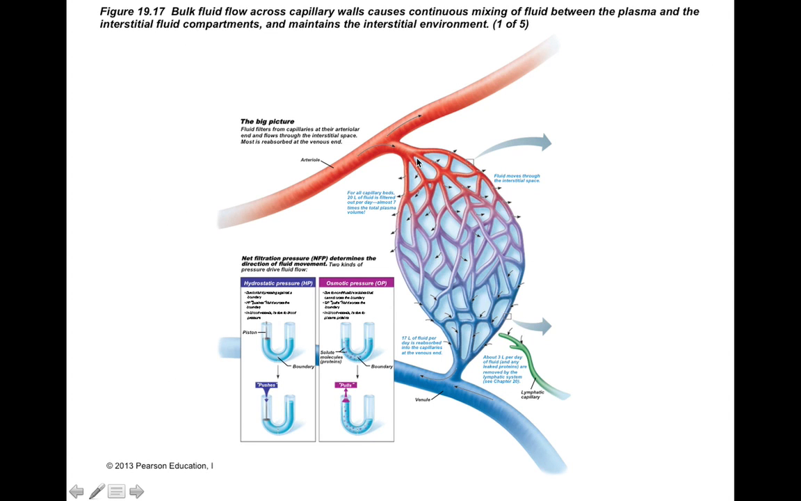At the arterial end, we see that blood pressure is higher. At the venous end, it's lower. Do you see these arrows here? You have more arrows leaving the bloodstream at the arterial end, and then more arrows coming back in at the venous end. It's because at the arterial end, net filtration pressure is positive. At the venous end, net filtration pressure is negative. However, you lose more fluid at the arterial end than you reabsorb at the venous end, which basically means that on average, we lose about 3 liters of water out of our blood into our tissues every day.